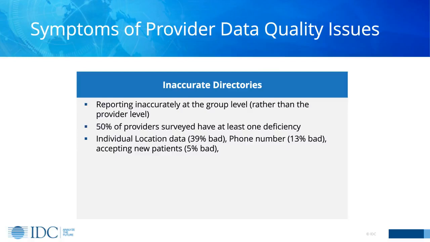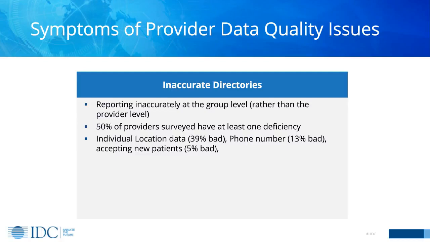CMS's audits have found that over 50% of the providers surveyed have at least one deficiency. That means when you do a search, half the time the information you get is wrong. Whether that's individual location data, which has been found to be 39% bad, the phone number, just the phone number, is bad 13% of the time, and whether someone's accepting new patients or not is bad 5% of the time. This is how bad things are. And it gets a lot of press.